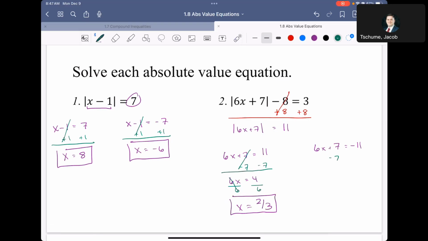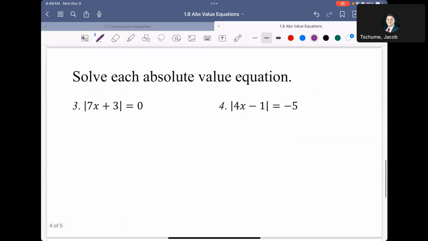On the second one, if I subtract 7 from both sides, you will end up with 6x equals negative 18. And then if you divide both sides by 6, you will end up getting a final answer of x equals negative 3. And so once again, number 2, you get 2 solutions to your final answer here. And so that's kind of the blueprint of how you will solve absolute value equations.